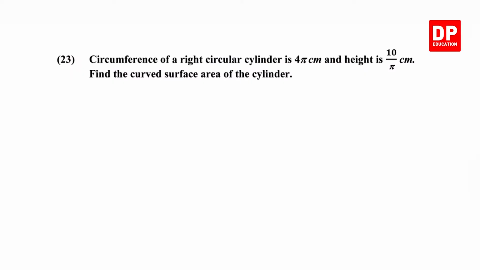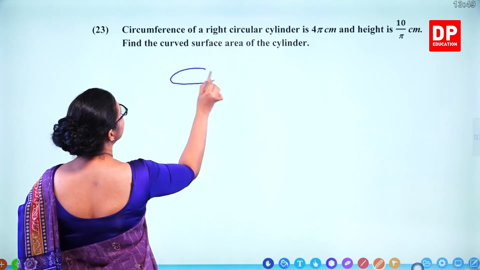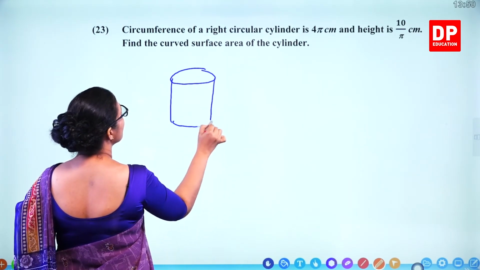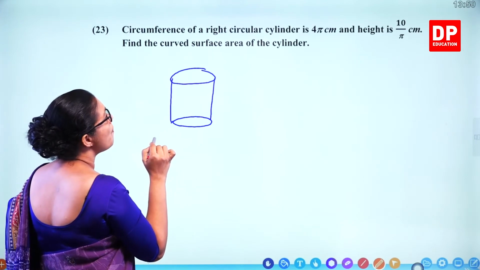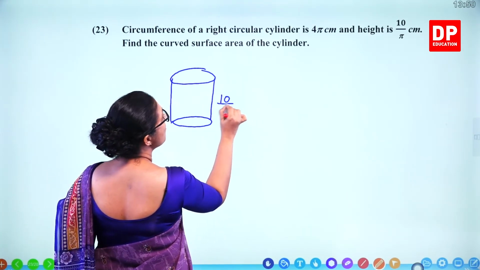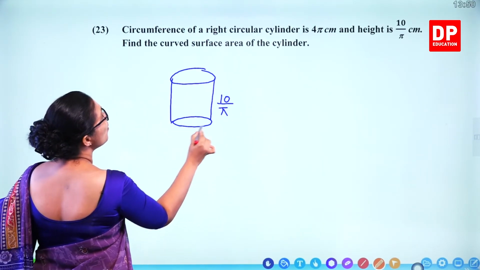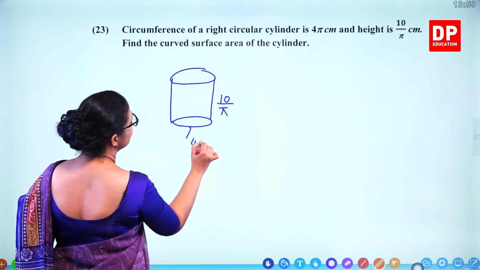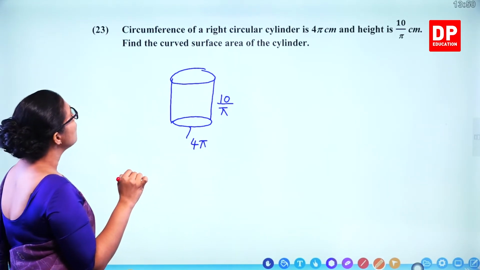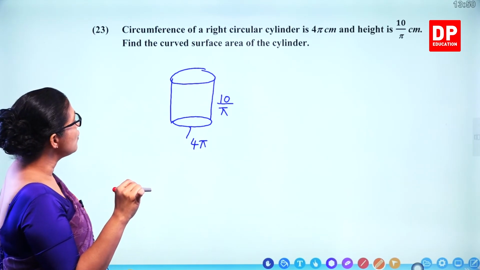Question number 23. The circumference of a right circular cylinder is 4 pi centimeters and the height is 10 over pi. So the circumference, this whole thing, is 4 pi. Find the curved surface area of the cylinder. So first you need to find out.